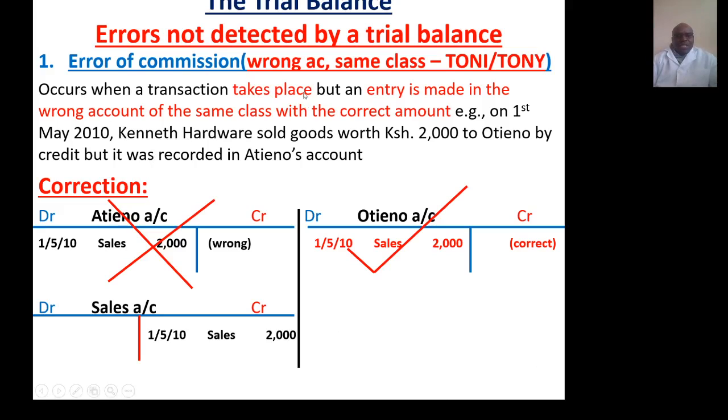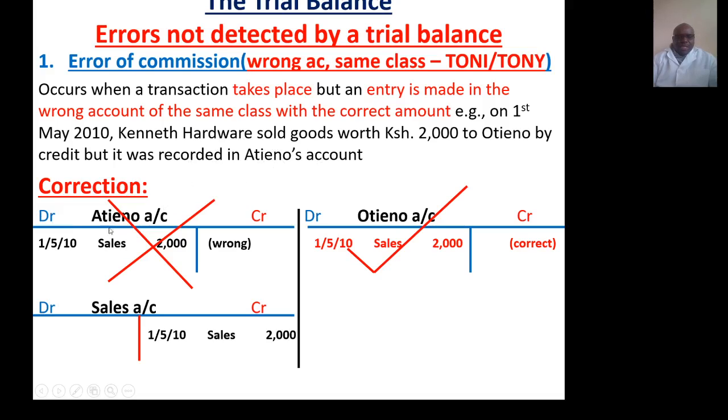It occurs when a transaction takes place, but an entry is made in the wrong account of the same class with the correct amount. For example, on 1st of May 2010, Kenneth Hardware sold goods worth 2,000 to Otieno by credit, but it was recorded in Atieno's account. We have Otieno, we have Atieno. These are debtors to us. So we may enter a transaction in any one of them interchangeably and wrongly.